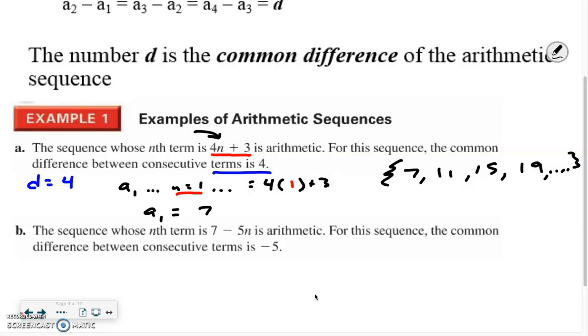Could we have done the work just as we did here, all of this stuff, and found that a sub 1 is 7? Yeah. We just did that, right? But as soon as we know that a sub 1 is 7, remember that they told us the common difference was 4. So at that point, could we have abandoned the explicit definition? Said, all right, plus 4, plus 4, plus 4, to build the rest of our sequence?